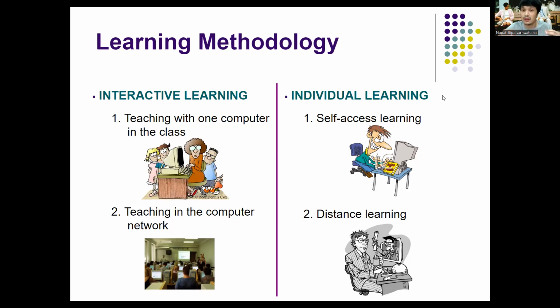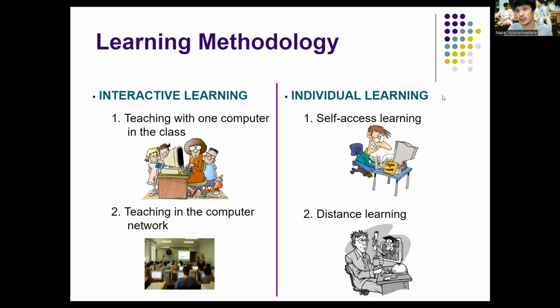So there is more than one modality through which learners can interact with teachers as well as with other learners. In the first scenario, with just one computer, learners can only interact with the teacher, not through computers. With teaching in the computer network, everyone has access to a computer and can use the internet network to interact with other learners. So that's the first approach to learning.